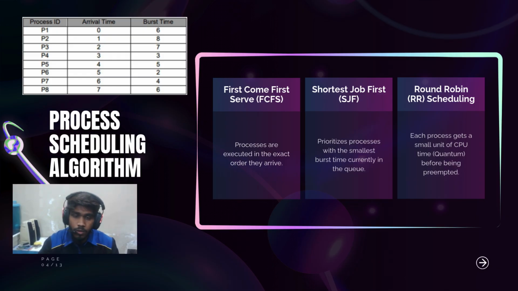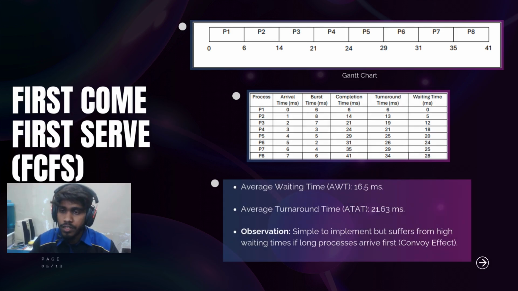So that is about the process scheduling algorithms. Now let's start with the first algorithm, which is first come first serve. I've provided a Gantt chart and the tabulated data for each process: the arrival time, burst time, completion time, turnaround time, and waiting time in milliseconds.